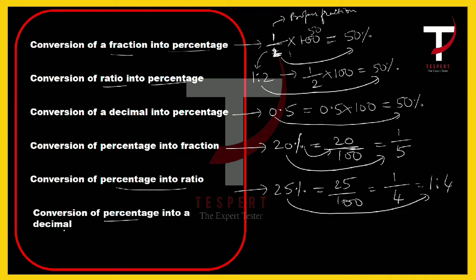Now percentage into decimal. Let's take the same example, 25%. 25% means 25 by 100. How to convert this into a decimal? 0.25. See, after the decimal point we have two digits. Why? Because we have two zeros in the denominator. So let's go to the next slide.